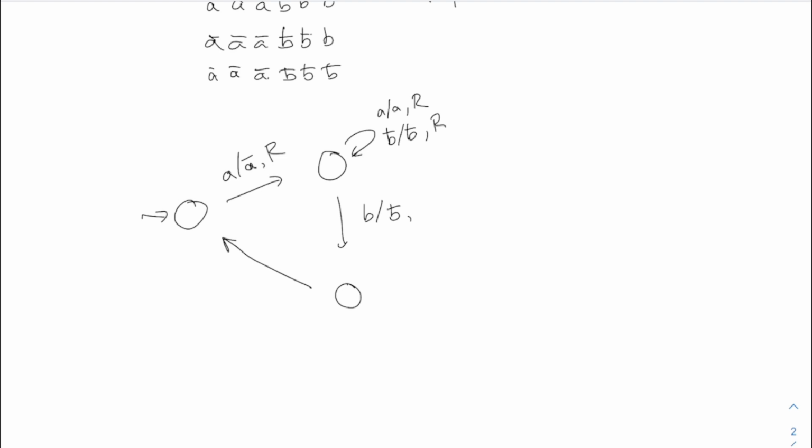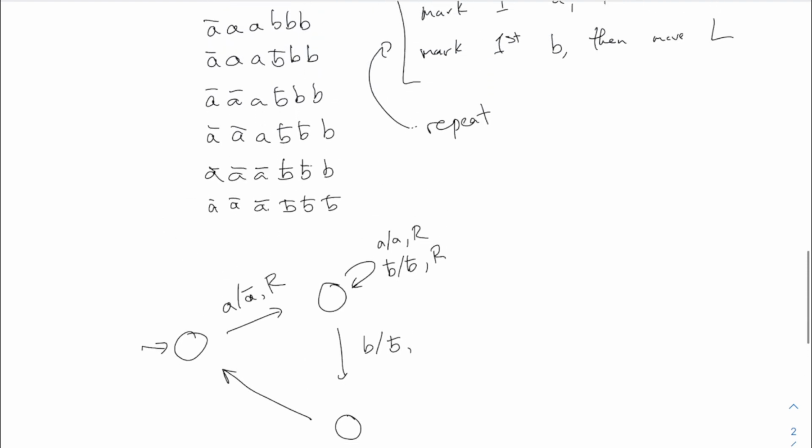Remember, the strategy here is you mark an A at the beginning, then you go down to the right, mark off a B, and then you're going to have to go back to the left to find the next unmarked A. So this says B, B bar, L. That's the first step to the left. Now, you are going to have to continue moving to the left.